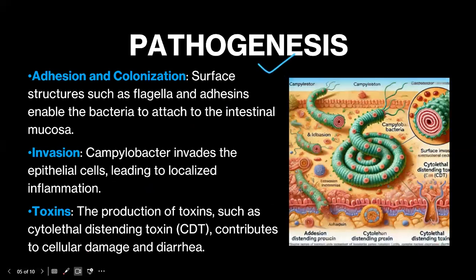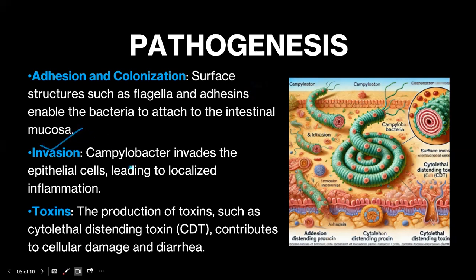Next, we will talk about the pathogenesis, adhesion and colonization. So bacteria will get a chance to cause infection when bacteria attach to the surface of the body. In that case, Campylobacter has flagella. It means that it can move easily in our GI tract. And Campylobacter also has adhesins that enable it to attach to the surface of the gut.